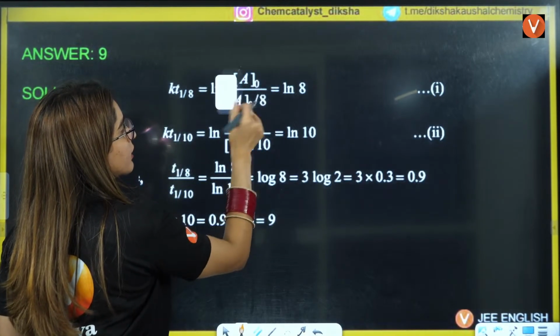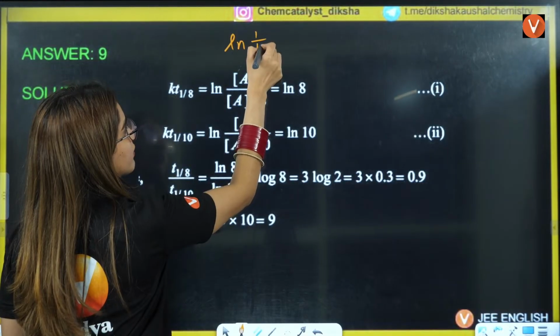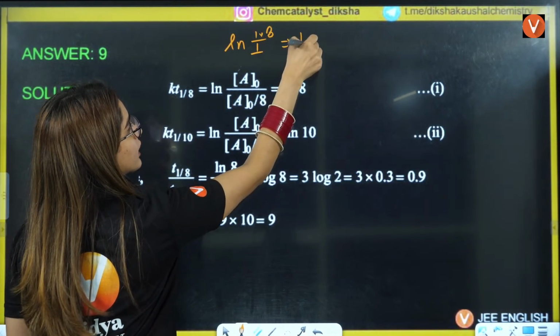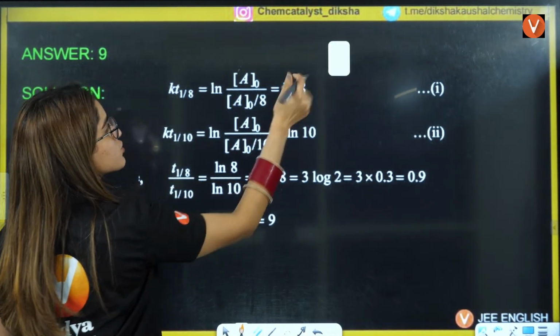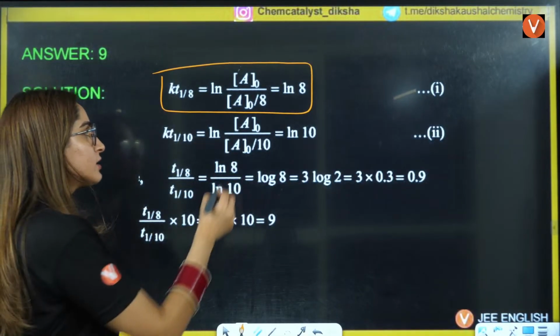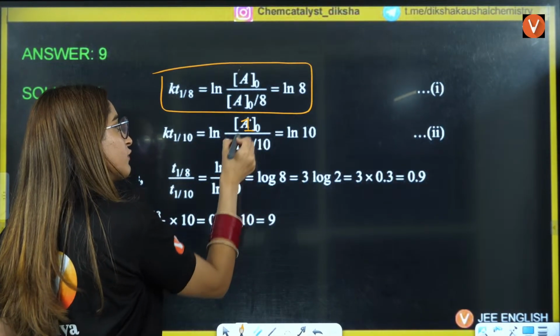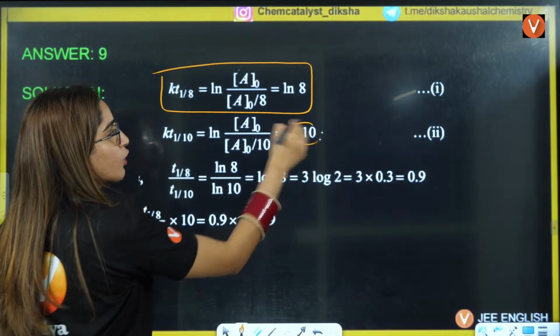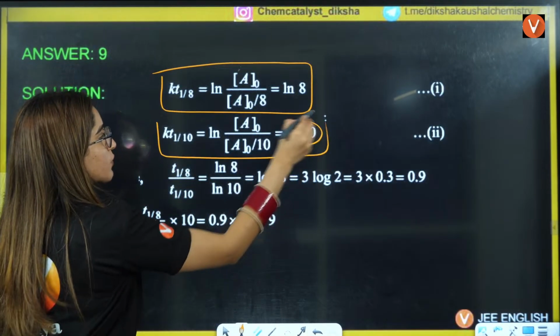So that will be nothing but ln of 1 by 1 by 8, which is ln of 8, right? This is what we have directly written here. Similarly, here for 1 by 10, this will be 1, this will be 1 by 10, it will cancel out and you will have ln of 10 here. So this equation also you know.